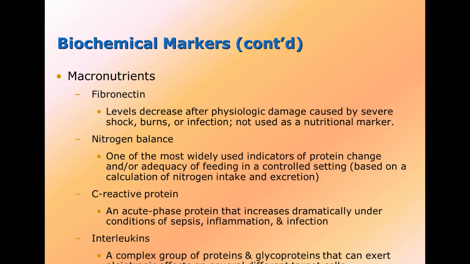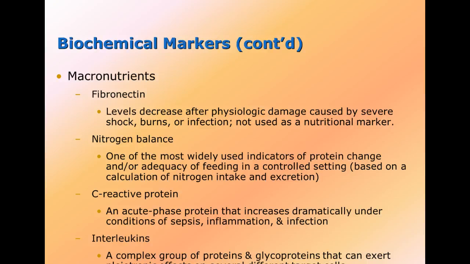Fibronectin are levels that we see decrease after damage caused by shock, burns, or infection. It's not usually a nutritional marker, but it's something that we can use to monitor if somebody does have severe shock or burns, that they are in fact improving or getting worse.